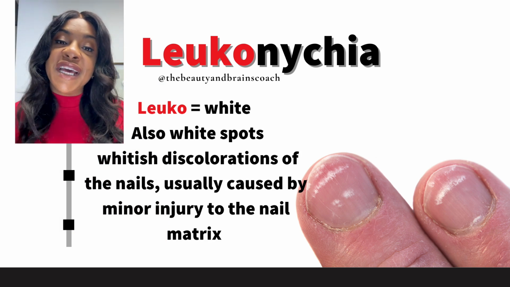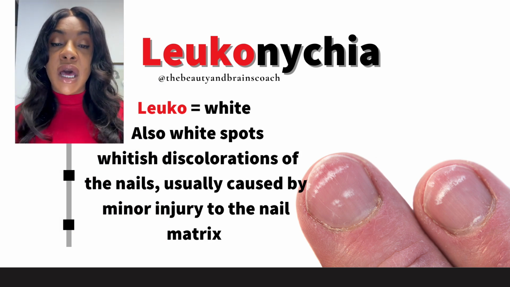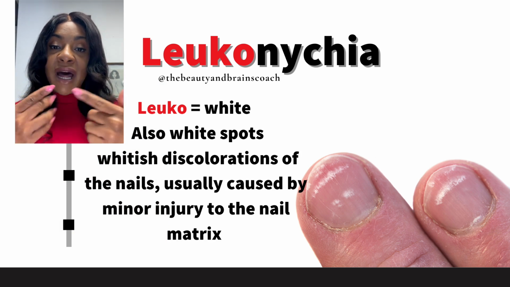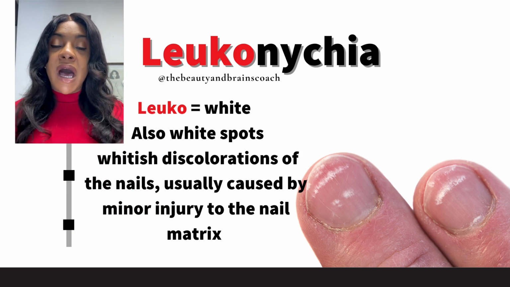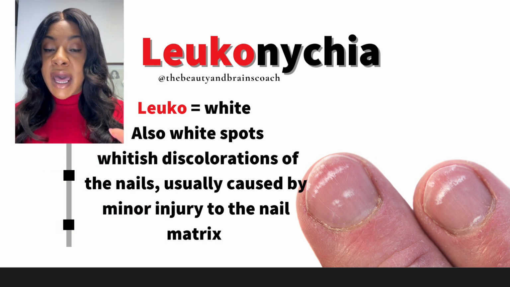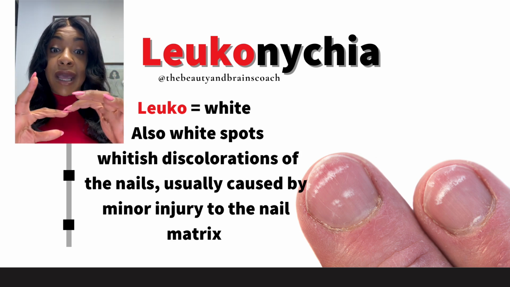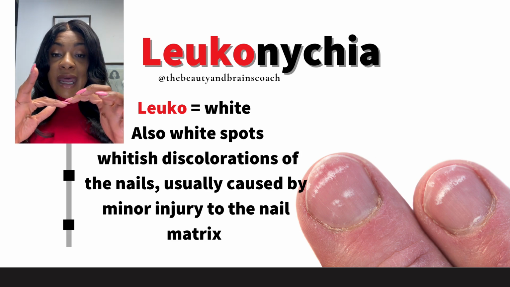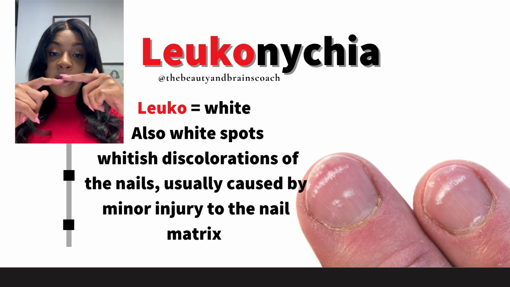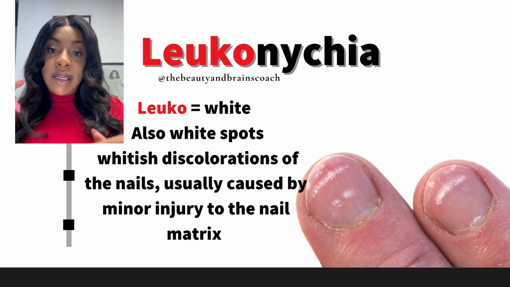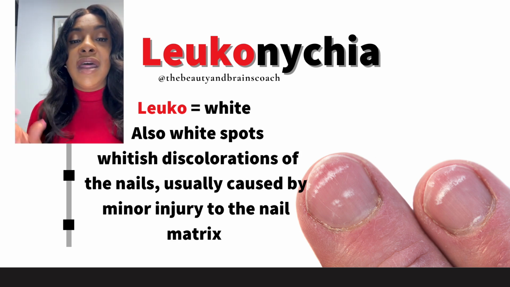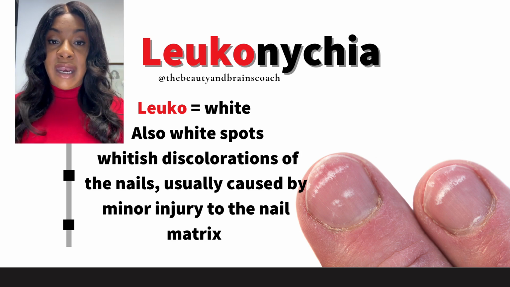Okay, friends, so the next disorder we're going to talk about is leukonychia. Leukonychia is white spots found on your nail plate. This is usually caused by teeny tiny damages to that nail matrix or to that nail bed. We know that the nail bed is the live tissue that that nail plate sits on. So you accidentally bump it on a dresser, or maybe you're not paying attention and stub your toe. That can cause those white spots in the nail plate.